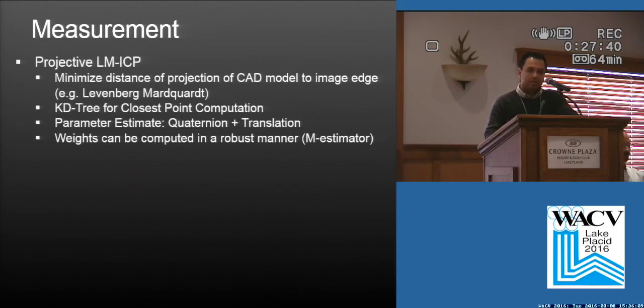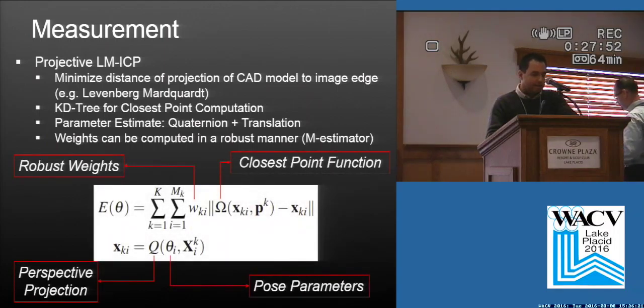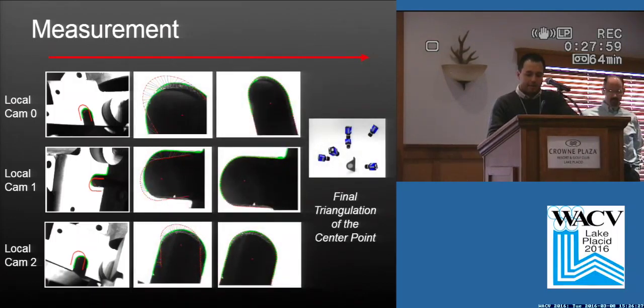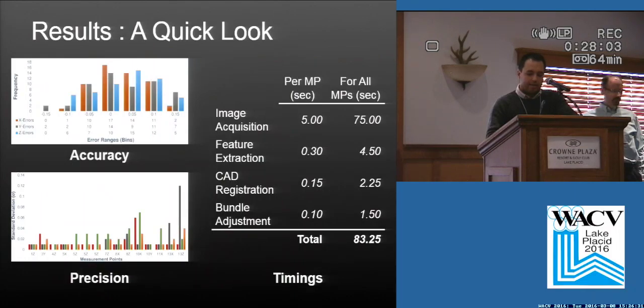Then the measurement is a projective LM-ICP. This is a variant of ICP, iterative closest point, but not in 3D space. At each iteration you project the CAD model onto the image frame and then minimize the distances there. This is the equation which lies behind it. So these are the steps: you fit the CAD models to the images and then get the position.